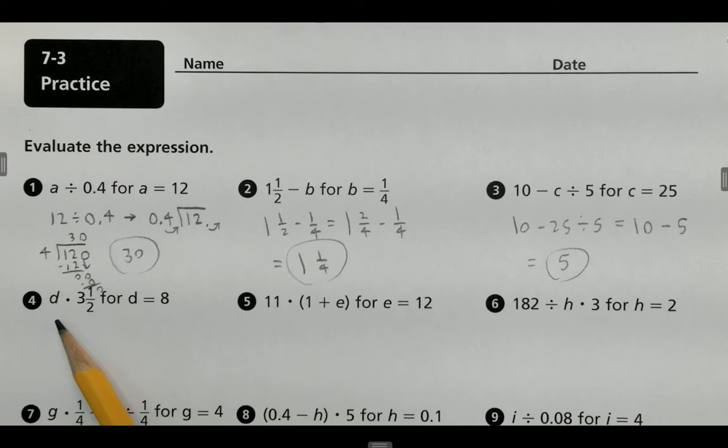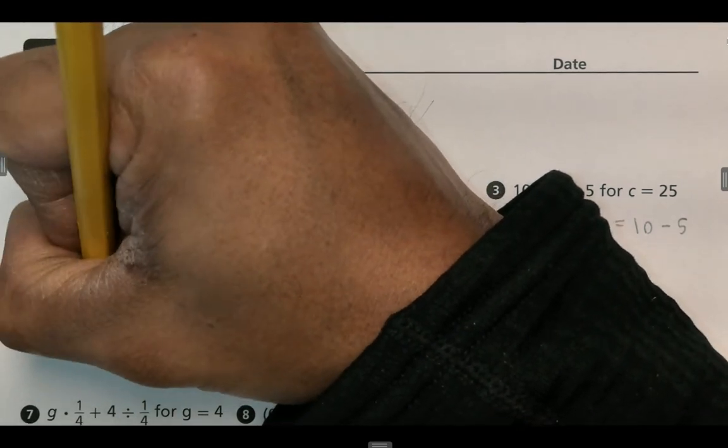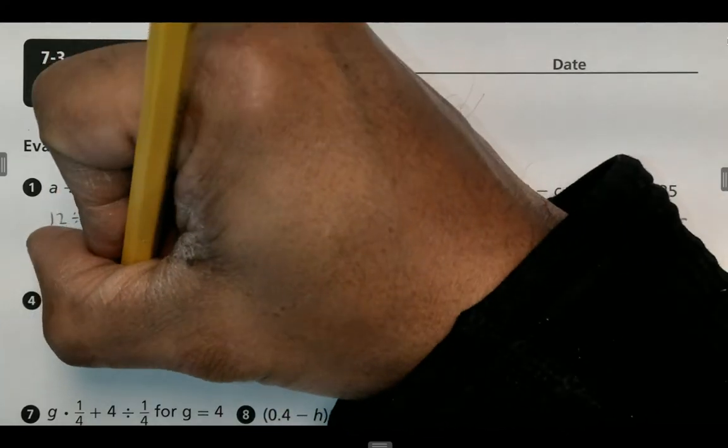Number 4, d times 3 1/2 for d equals 8. Let's replace the variable with its value. 8 times 3 1/2. There's a few ways we can solve this. We can break this apart and think about this expression as 8 times 3 plus 8 times 1/2. Or we can convert this to an improper fraction and then multiply it out. I'm going to do it that way just for fun.